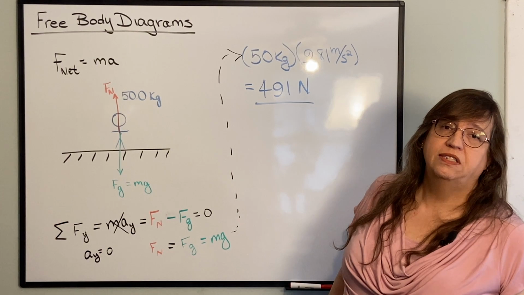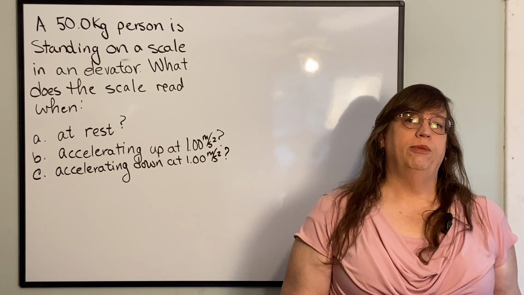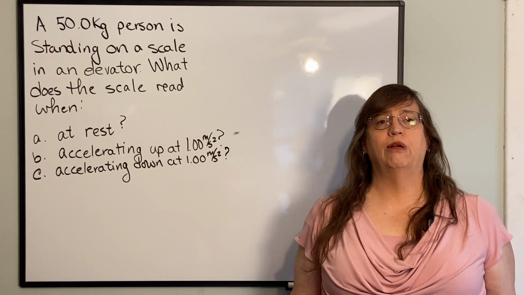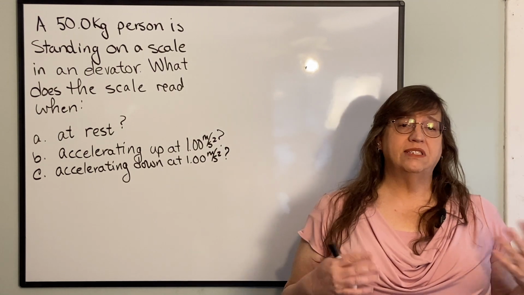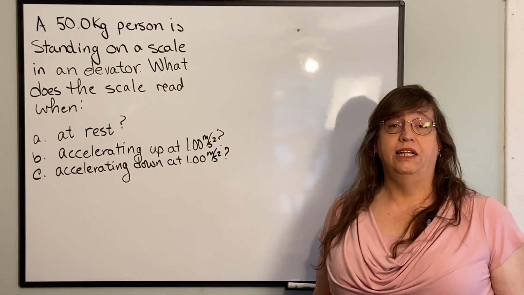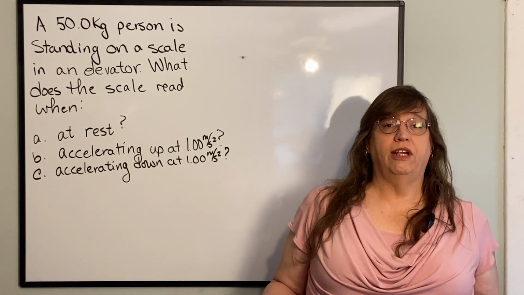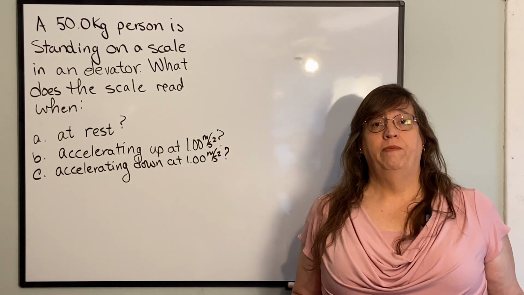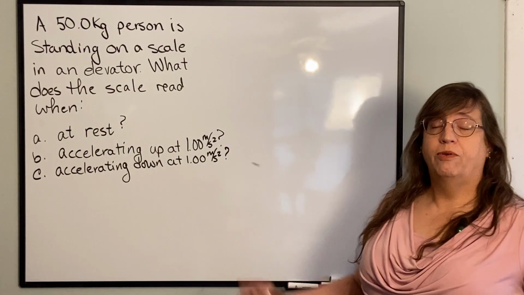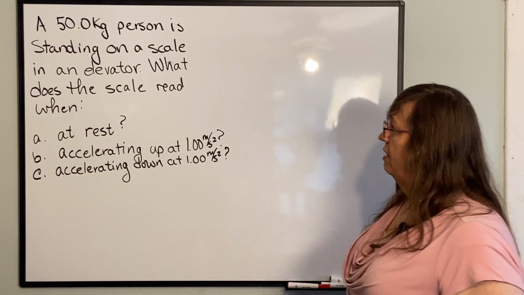Now we're going to take a few minutes and take a look at how this applies to an elevator problem. In an elevator problem, we are frequently given a situation where we have a person standing in the elevator and the elevator moves. And they want us to tell what value the scale that this person is standing on in the elevator reads. Now, first of all, why are they standing on a scale in an elevator? I don't know. Most people I know don't want to stand on a scale anywhere. But for these problems, they're standing on a scale in the elevator.